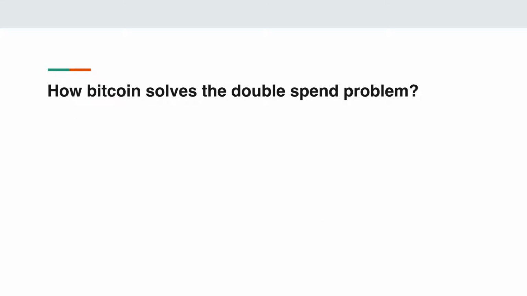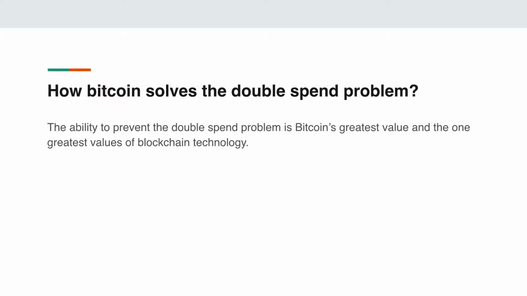However, we do have a solution to the double spend problem for decentralized networks. So centralization is not the only thing to run to. One of the biggest values of the Bitcoin protocol is that it solves the double spend problem despite being a decentralized network. The ability to prevent the double spend problem in Bitcoin is Bitcoin's greatest value and one of the greatest values of blockchain technology.